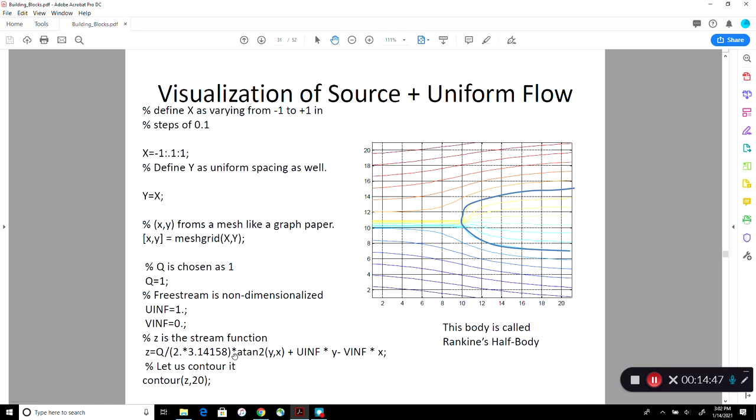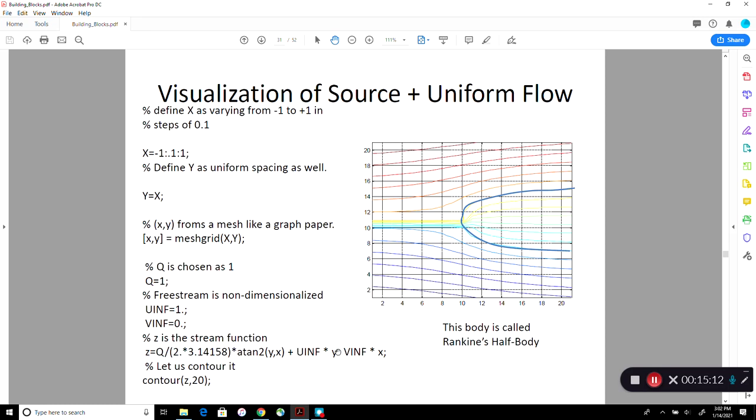Now, this is the stream function, q over 2 pi, times theta. Theta is tan inverse of y over x. Remember, x is r cosine theta, y is r sine theta. Therefore, y divided by x would be tan theta, so arctan of tan theta would be theta. Why do we use atan2? Because it allows the answer to go from plus pi to minus pi.